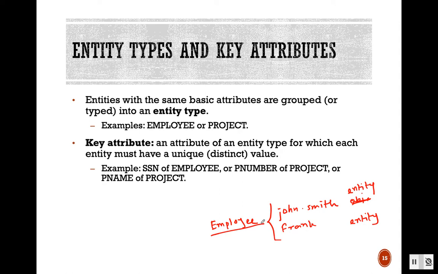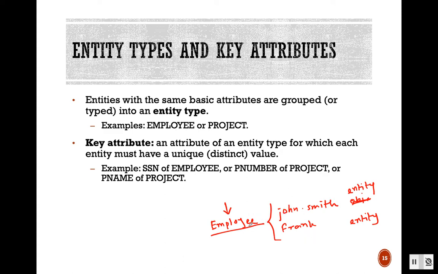Examples of an entity type can be employee or project. Each attribute of an entity type, for which we want every entity to have a unique value. So we have multiple entities of employee type. How are we going to uniquely identify each entity?